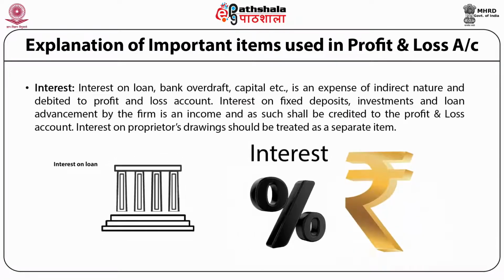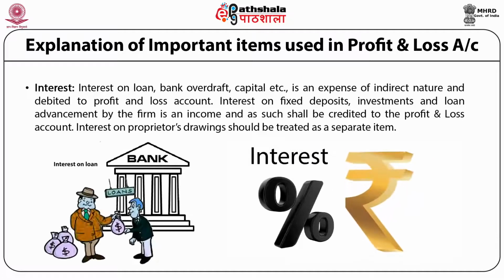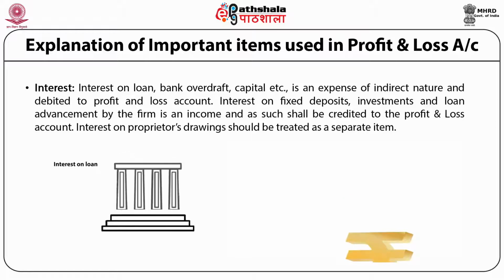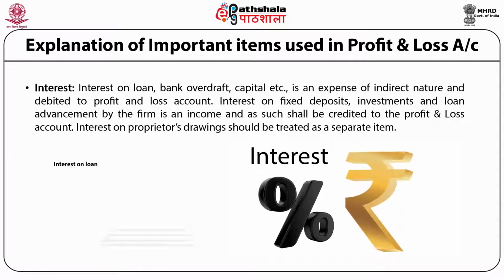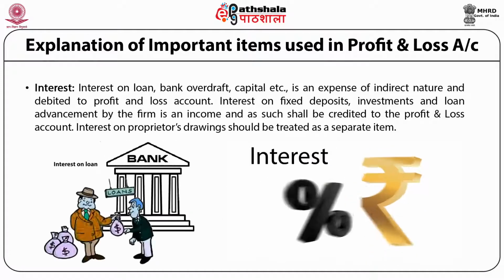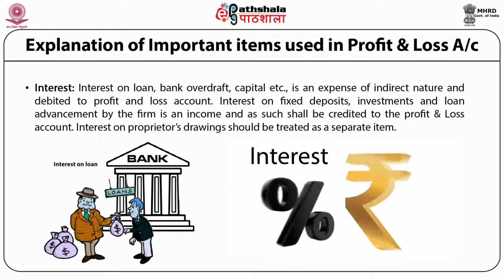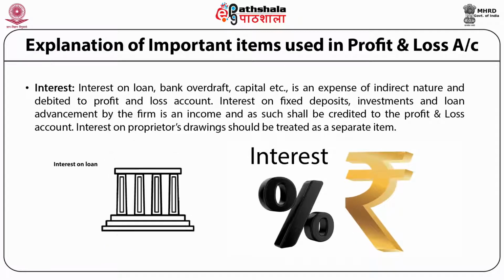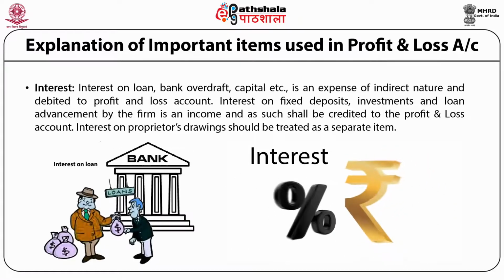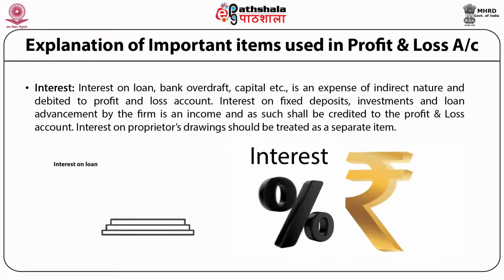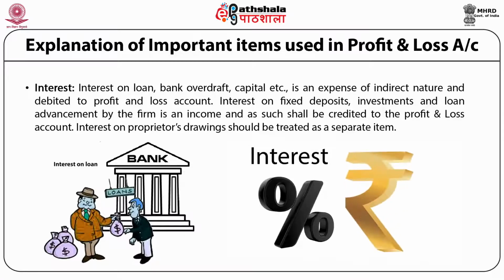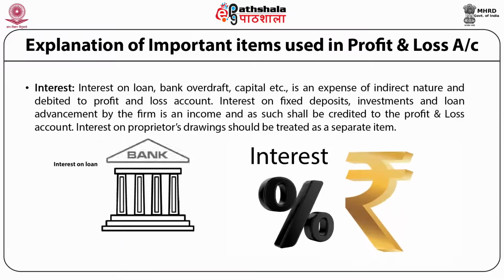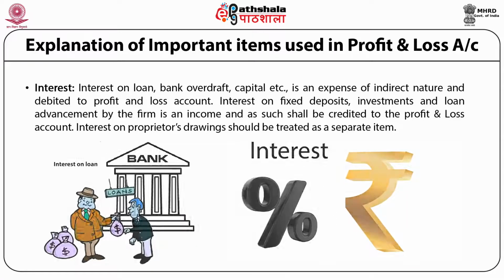Interest on loan, bank overdraft, capital is an expense of indirect nature and debited to profit and loss account of the firm. Interest on fixed deposit, investments and loan advanced by the firm is an income and as such shall be credited to profit and loss account. Interest on proprietor's drawing should be treated as a separate item.